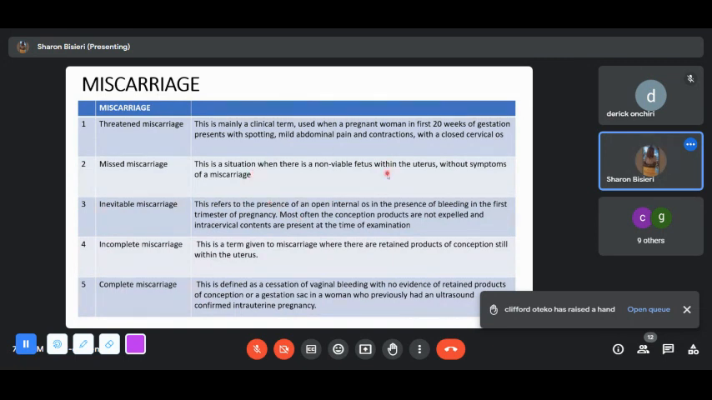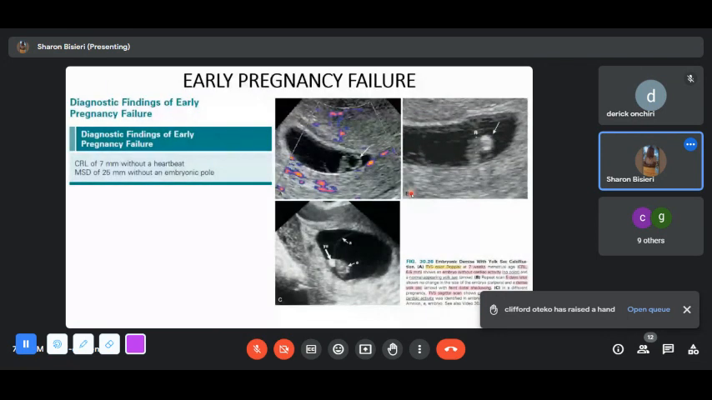Clifford? I think it might be accidental. All right, you can proceed then.